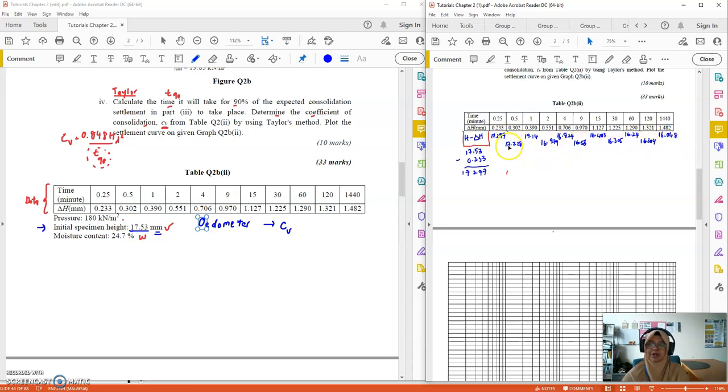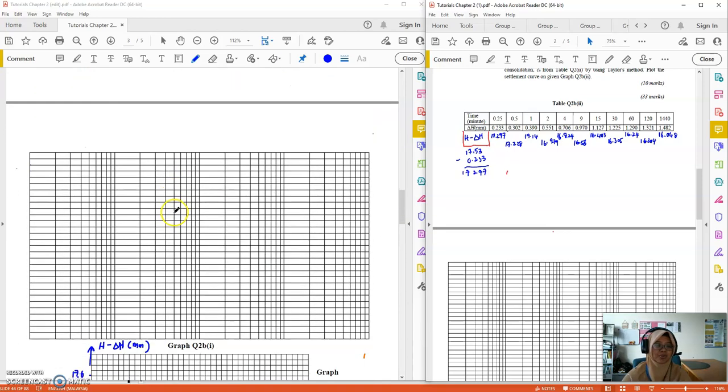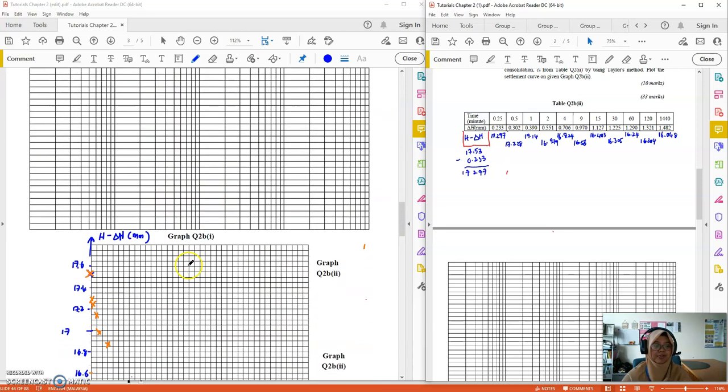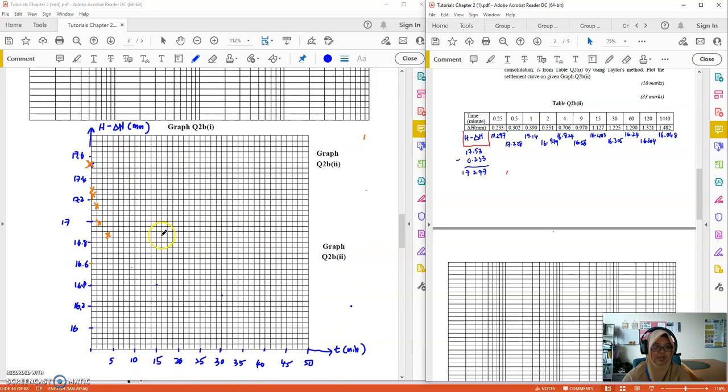Okay, 17.53 minus 0.302, and then 17.53 minus 0.309 until the rest. Alright, so the graph that we use for Taylor is just a normal graph, not like a Casagrande. For Casagrande, we need to use a different graph, but for Taylor, we just use a normal graph. So this is what the graph looks like that I halfway plotted of the points.